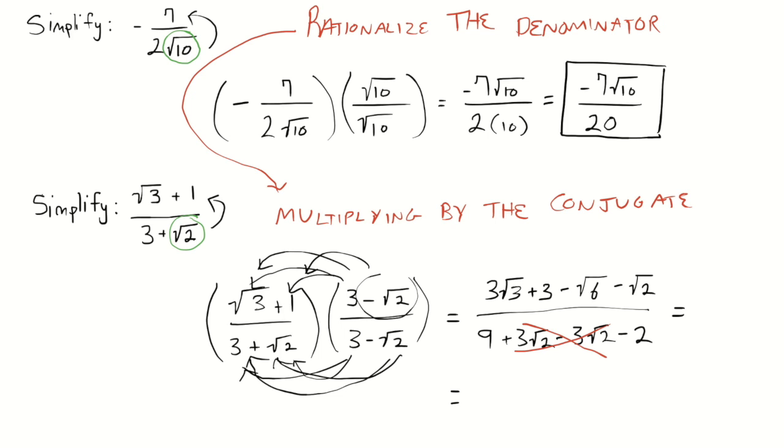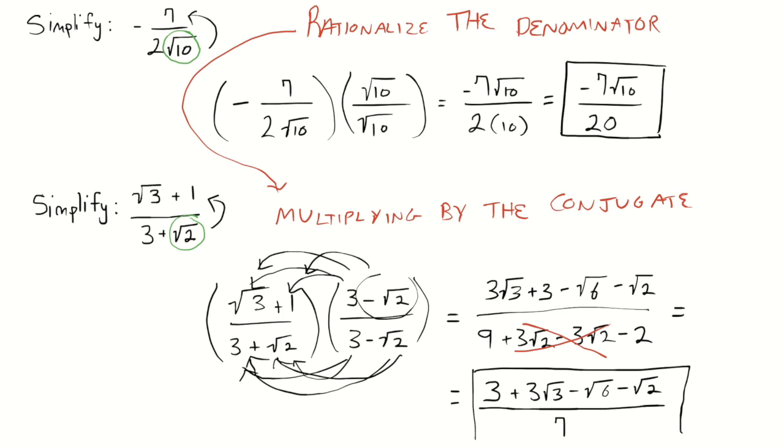About the last thing I can say here is this is 3 plus 3 rad 3 minus rad 6 minus rad 2 on the top. I can't combine those terms in any other way. And on the denominator, I have 9 minus 2, which is 7. And believe it or not, I am done. That is simplified, which to me doesn't look simplified. It actually looks a lot more complicated. But again, according to the rules set forth by the powers that be, this is way better than this because it does not have any square roots or radicals in the denominator. They are all in the numerator.